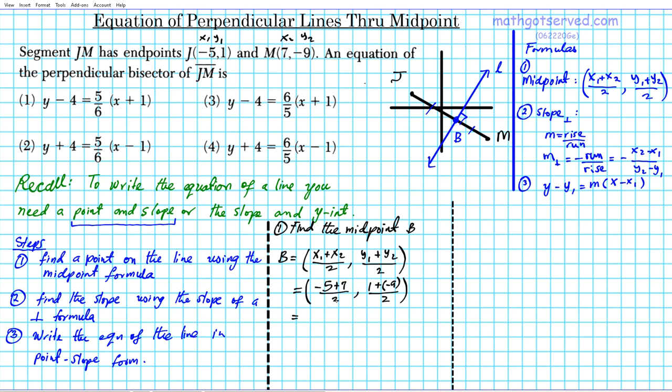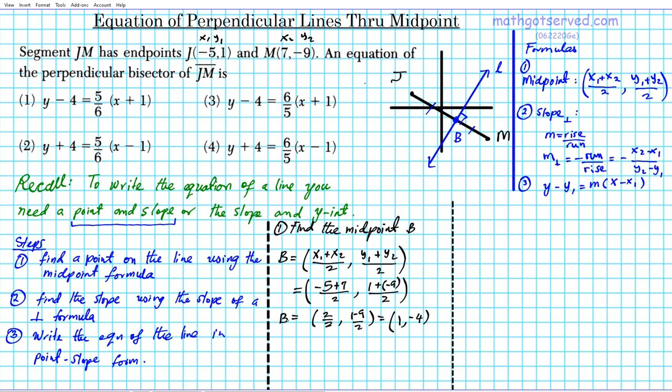Simplify it. On the left side, this is going to be 2 over 2, comma, this would be 1 plus minus. We multiply different signs, this is going to be negative 1 minus 9 over 2. So you're going to have 2 over 2 is just 1. 1 minus 9 is negative 8 over 2, which is negative 4. So there goes our midpoint B.